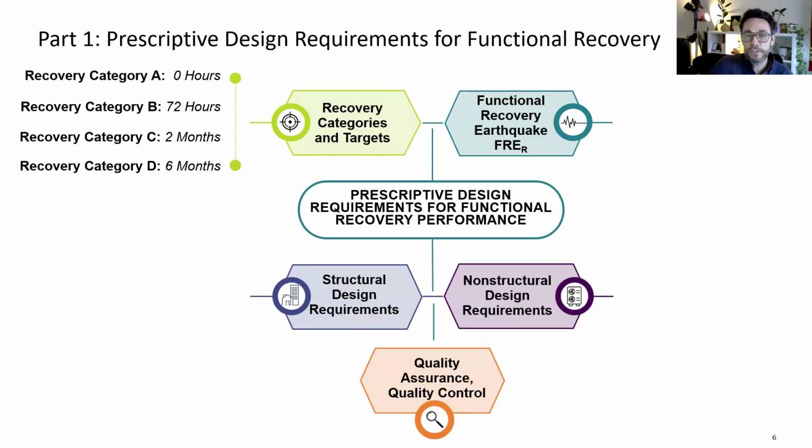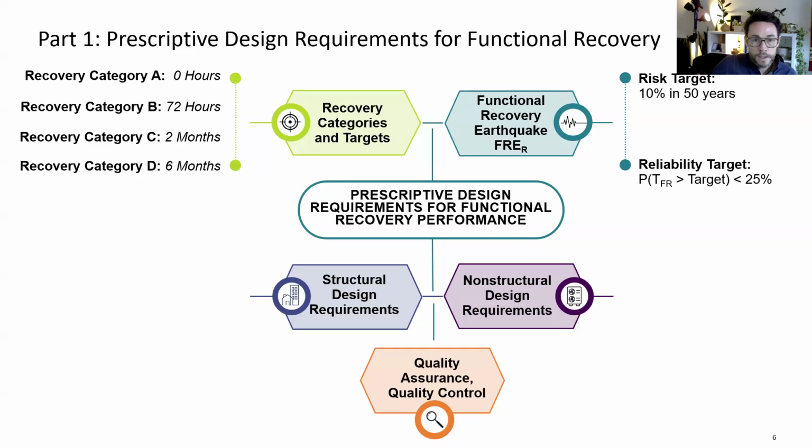The second point relates to the ground motion hazard used for functional recovery design, which is the functional recovery earthquake, or FRE. And it is a risk-based characterization of the earthquake hazard, which is generally lower than the design earthquake, though this varies from site to site within the US as a result of this risk-based approach. So the risk target associated with the functional recovery earthquake is to have a 10% chance of exceeding a recovery time target in 50 years.